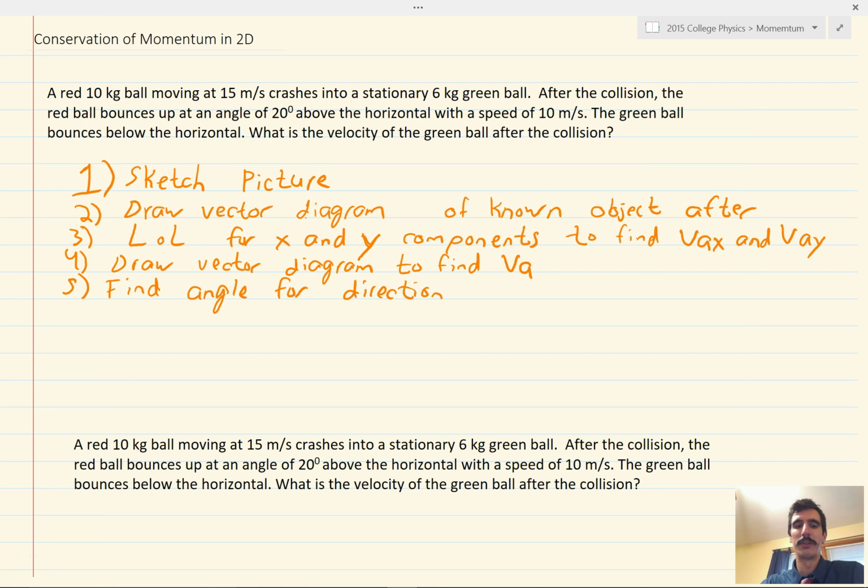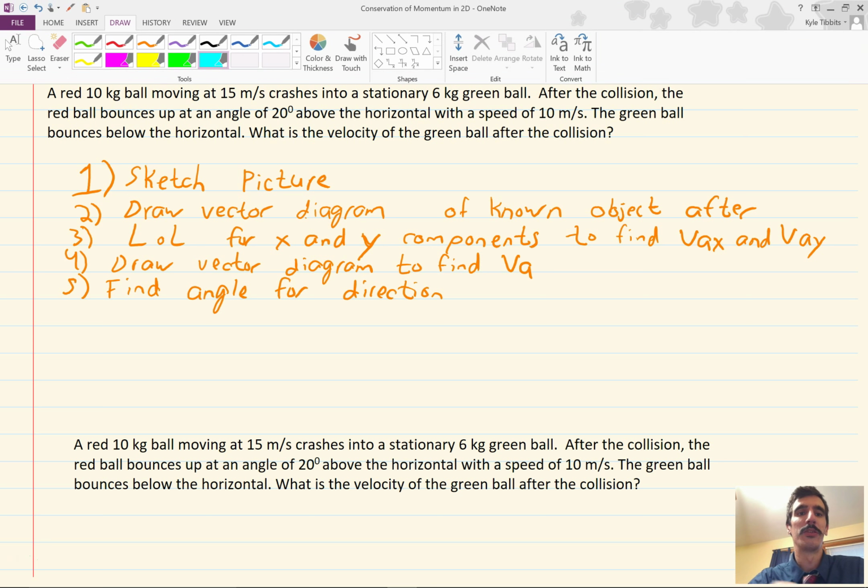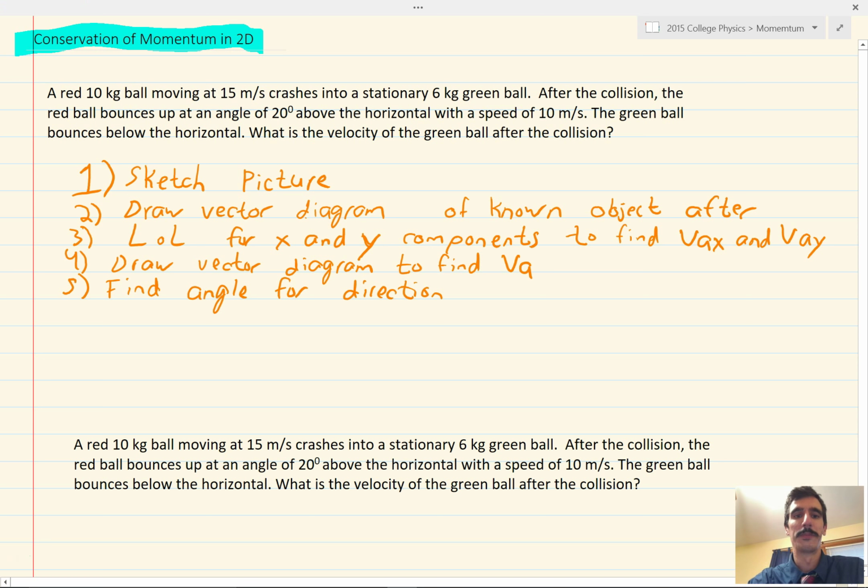Today, we're going to look at conservation of momentum in 2D. So this brings us back to forces on an incline, or projectile motion, or just motion in 2D. And that means we're going to have to look at components in terms of the X and Y direction. So let's go through the problem first. I've got the steps listed below, and then we'll solve it together.